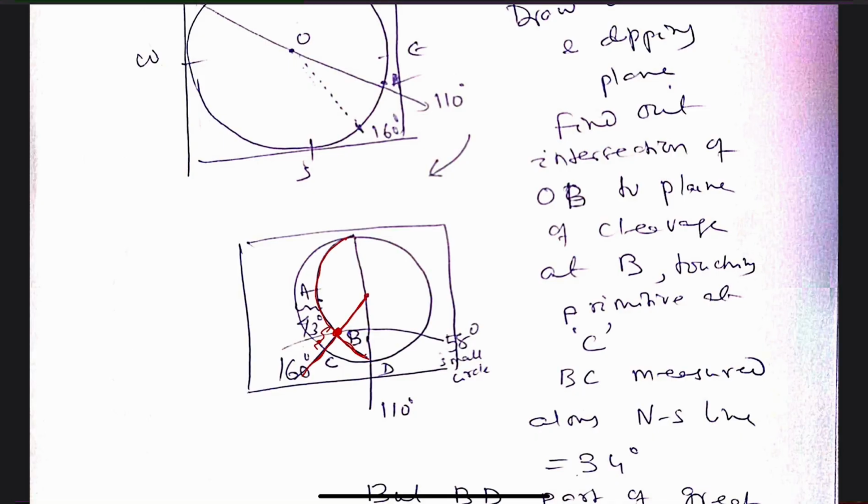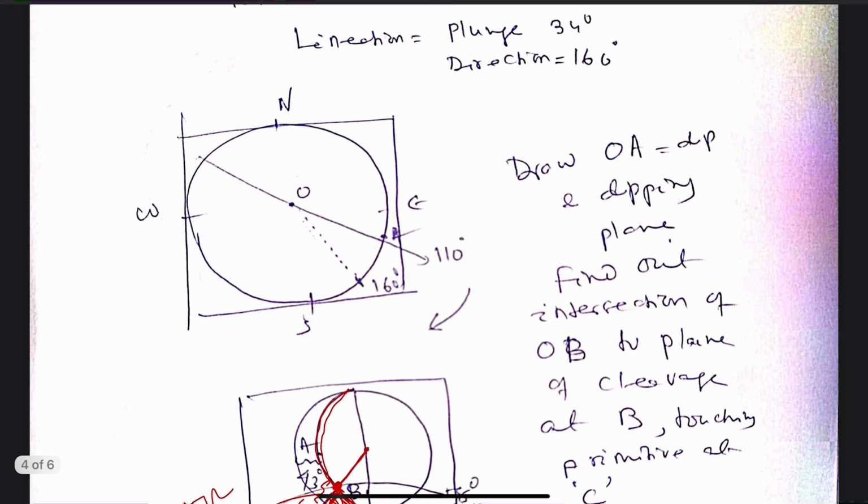If you calculate this one, this will give you the plunge. If you calculate this amount along this, through the small circles, that will give you the rake. If we measure this amount, this will give you the plunge. If you measure this one, D to B along the plane, that will give the rake. So how it has been shown, let us see.